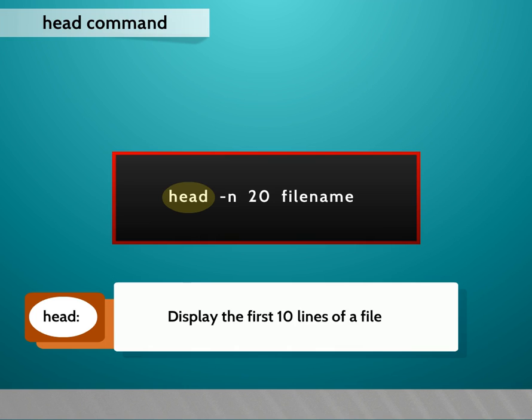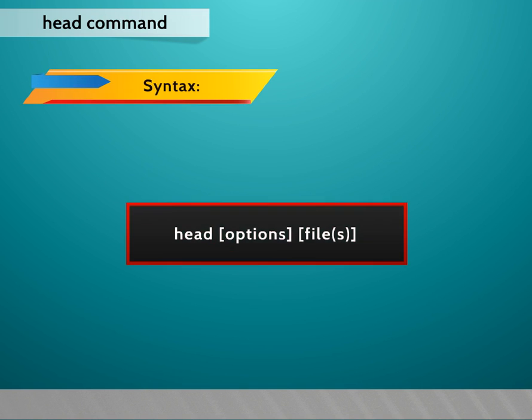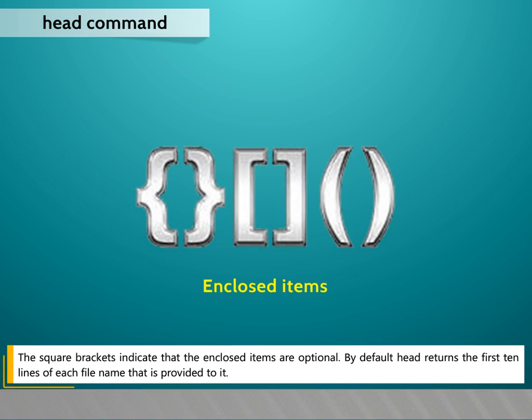Head displays the first 10 lines of a file. -n specifies the number of lines to display. Syntax. The square brackets indicate that the enclosed items are optional. By default, head returns the first 10 lines of each file name that is provided to it.